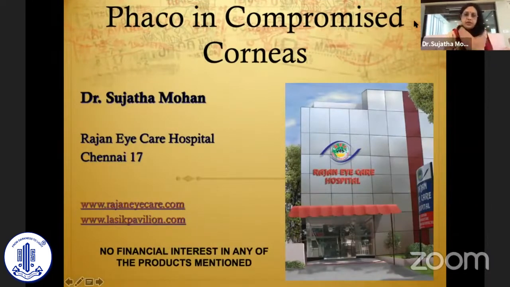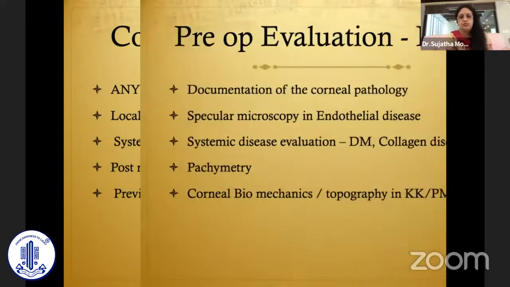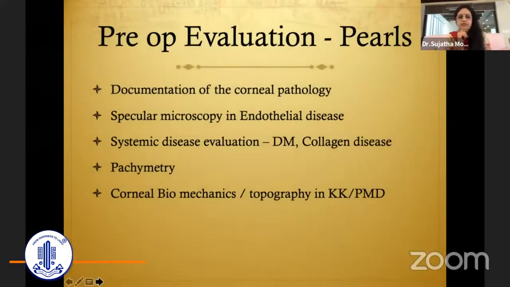I'm just going to quickly go through some of the situations where we're going to have difficulty when combining phacoemulsification with a corneal problem. Any local cause such as pterygium, Salzmann's degeneration, keratoconus, systemic diseases that can affect the cornea like collagen vascular disorder, post-refractive surgery, a previously operated eye, and of course an endothelial problem are some of the problems that we can face.